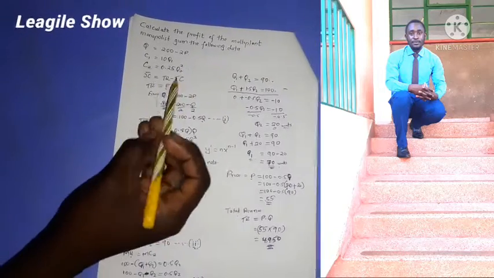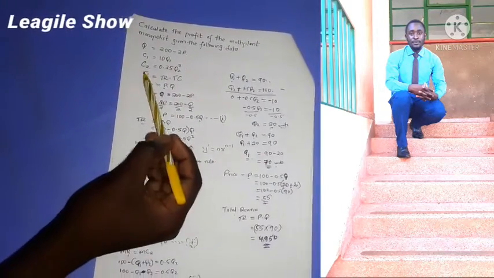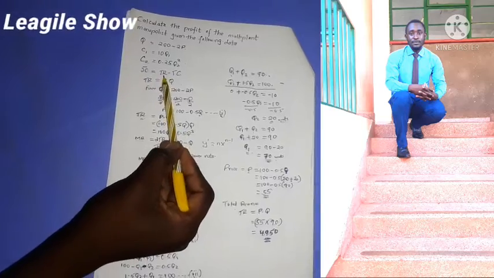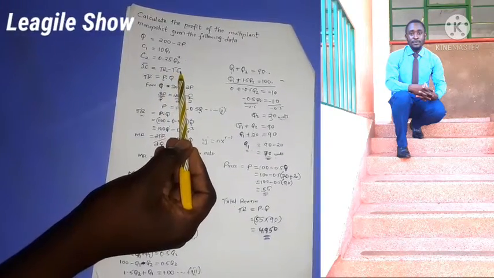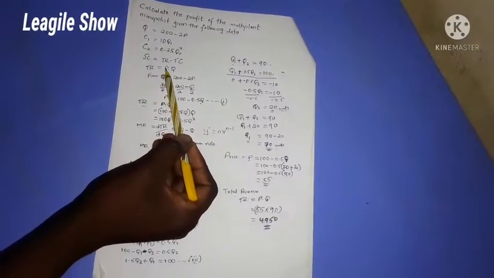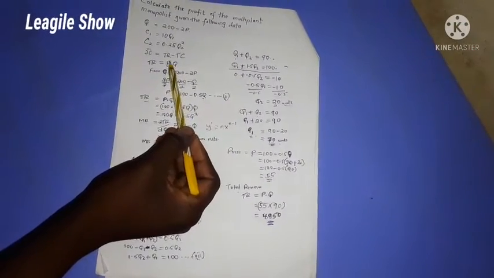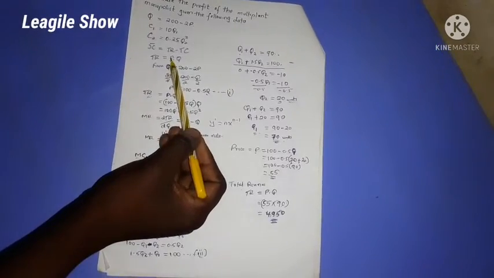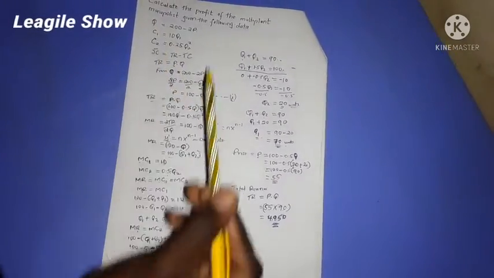Now we have to know the formula for getting the profit. Profit is given by total revenue minus total cost. And remember, total revenue is given by price times quantity. But do we have the price function? No, we'll have to calculate it from our quantity function here.